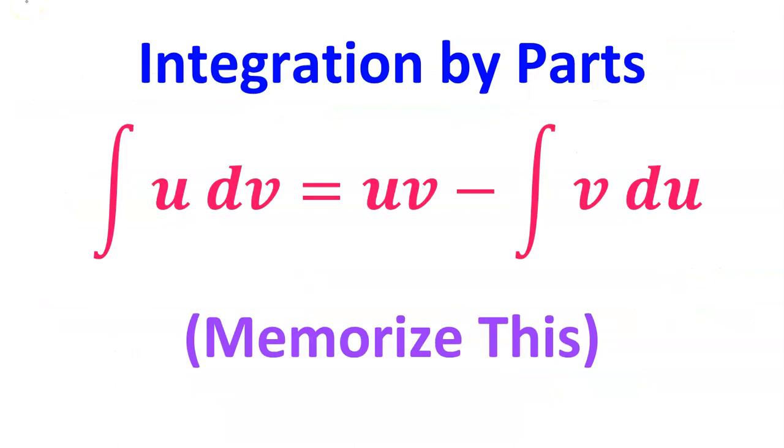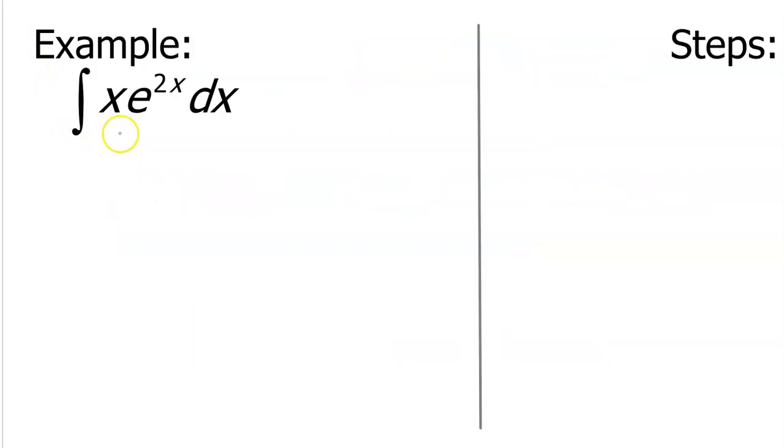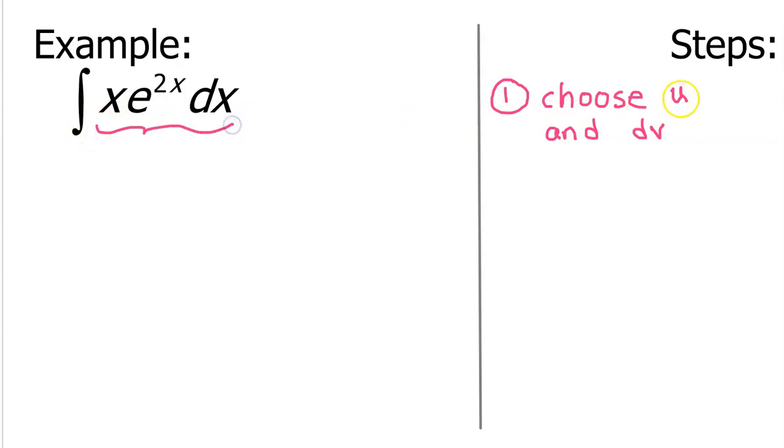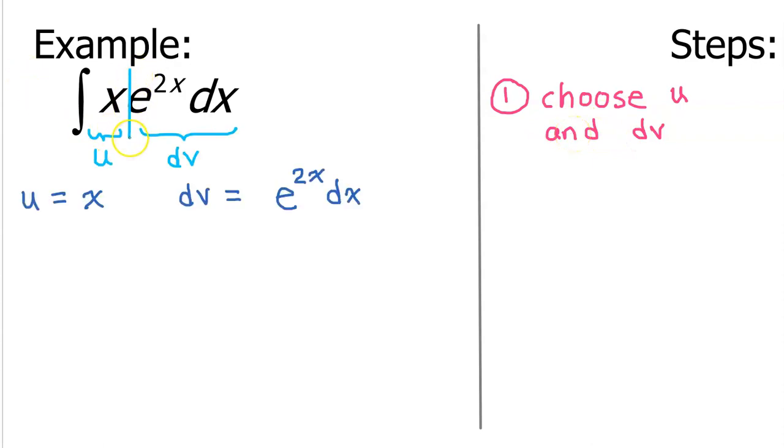Here is the integration by parts formula. Write this down in your notes, put it on a flashcard, and memorize this. I'm going to spend the rest of this video teaching you how to use it. Let's use integration by parts to integrate this product. Step 1 is to choose what part of this expression will be u and what part will be dv. Later in the video, I will explain more about how to choose wisely. But for now, let's split the expression right here.